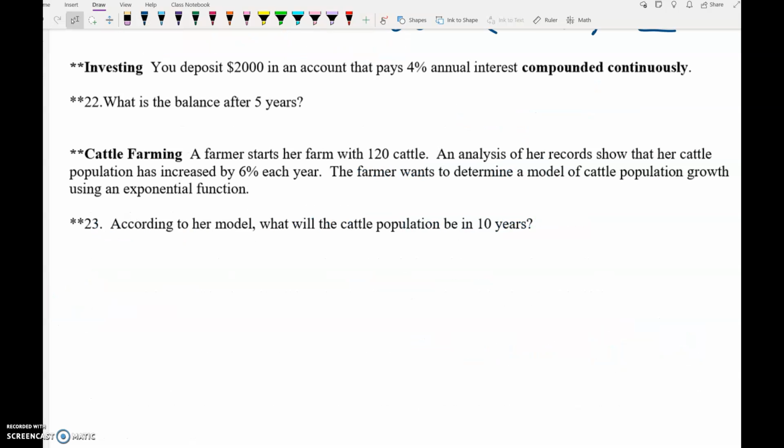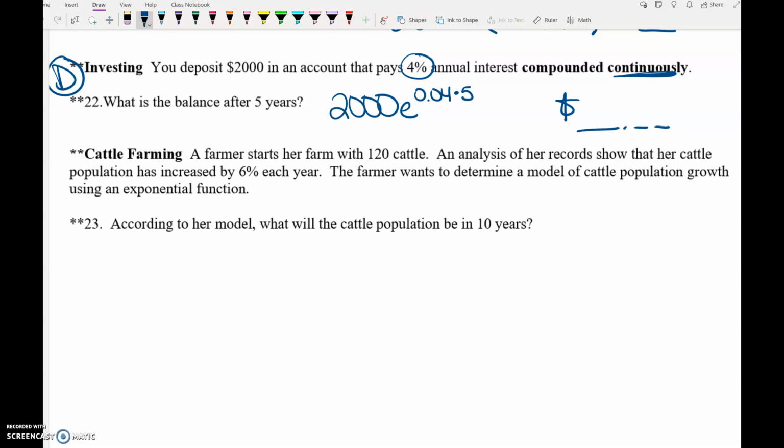You deposit $2,000 into an account that pays 4% annual interest compounded continuously. Keyword continuously. Which formula do we use for continuously? The PERT formula, which we wrote down as formula D. So we have $2,000 times E. Our interest is 4%. That's 0.04. And the number of years is 5. Make sure that 0.04 times 5 is in the exponent. On your calculators, you'd want to make sure that there's parentheses around those. Plug that in. Make sure you write your answer with a $ sign and then round to 2 places after the decimal.